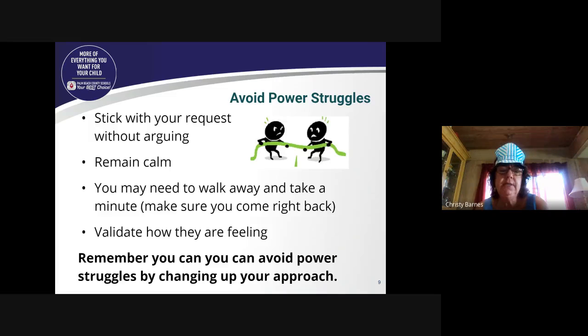And you want to validate how your child is feeling. Because remember, you can avoid the power struggles by changing up your approach. We are changing our approach as parents.